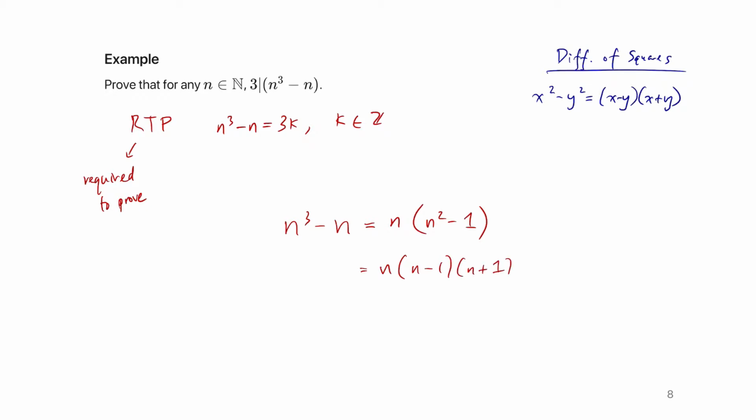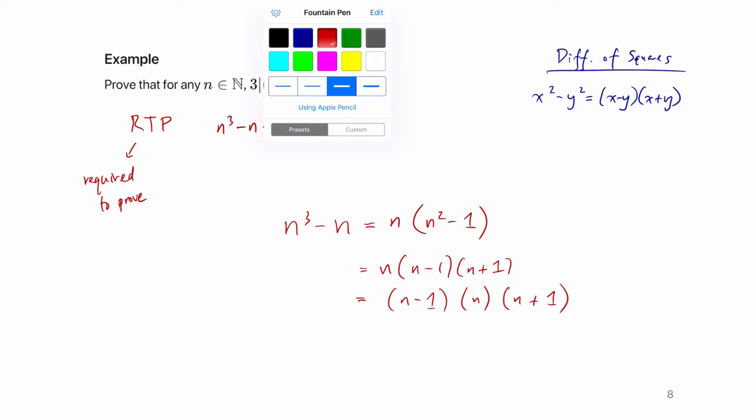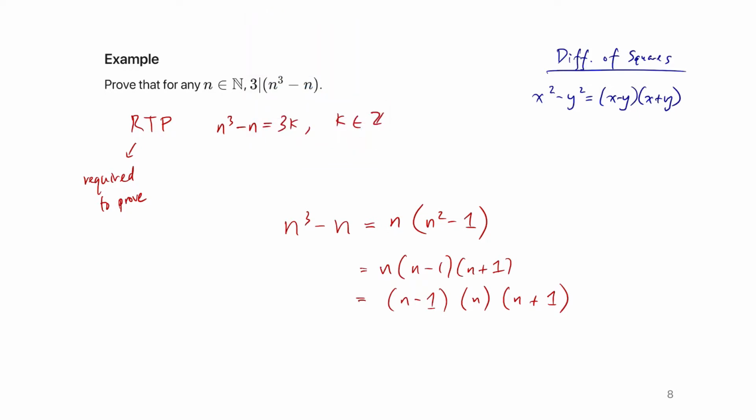Now I'm going to arrange them in a very specific order. I'll arrange them as n minus 1, n, n plus 1. Do you agree that n minus 1, n, and n plus 1 are 3 consecutive integers? Now let me write out the integers from 1 through 12, and let's see what we notice. 1, 2, 3, 4, 5, 6, 7, 8, 9, 10, 11, 12.